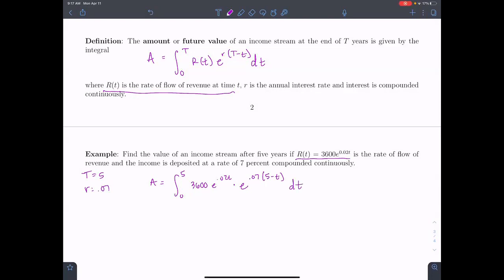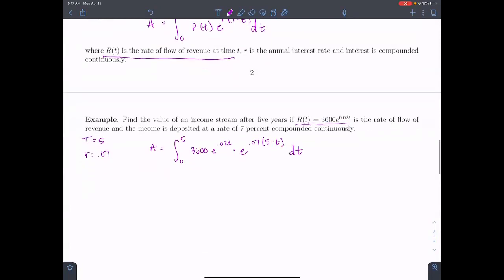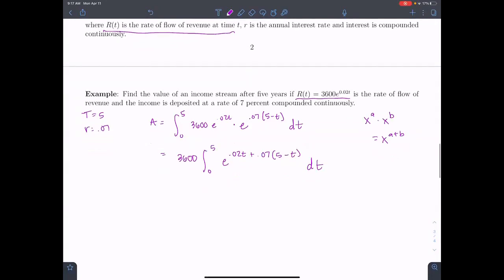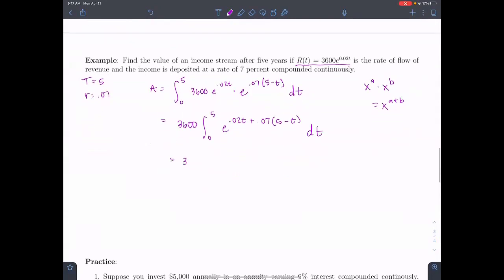Okay, so you look at this and think, how do I evaluate this integral? What we're going to do is use the rule: x to the a times x to the b equals x to the a plus b. That's what we're going to do here. So we have 3,600, which I'll pull out of the integral from 0 to 5 of e to the 0.02t plus 0.07 times 5 minus t, dt. So take the exponents and add them. And now we can simplify those exponents even further.